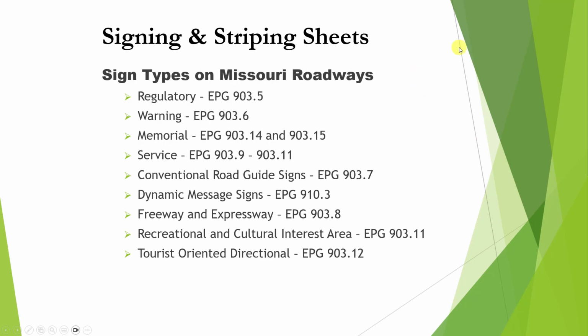The sign types that we use on our Missouri roadways: regulatory. We kind of went over this in the earlier chapter. Regulatory, warning, those were in that. We have memorial signs, service sign, conventional road guide signs, dynamic message signs, freeway and expressway, recreational and cultural interest area, and tourist oriented directional. And all the EPG numbers are out here, so you could go look those up.